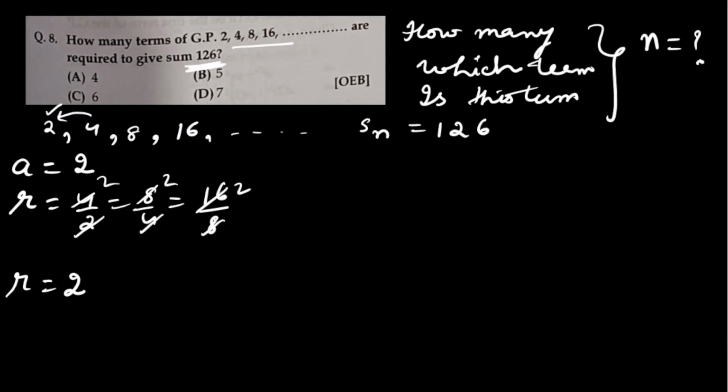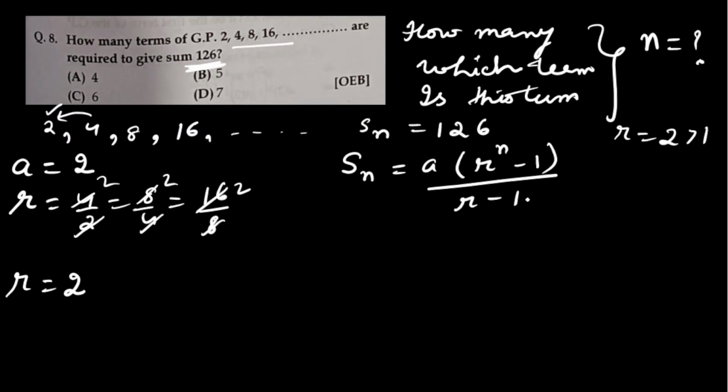Sn we know, A we know, R we know. So we can apply the formula of Sn. Here R is equals to 2, which is greater than 1, so this formula we can apply. Sn is equals to A into R to the power n minus 1 by R minus 1, because R is greater than 1. So this second formula we have to apply.